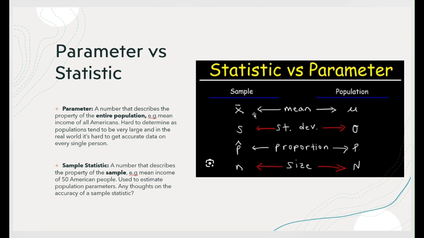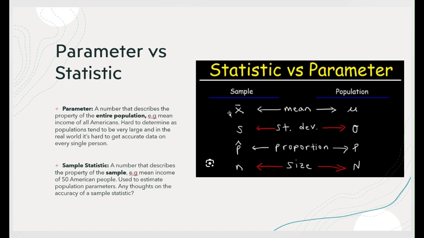And similarly, if we were to take a random sample of 10 people and we compute the mean of those people's heights, we get a sample mean, or a sample statistic. They're basically quantities that describe the property of something, but a parameter is a number that describes a property of the whole population, whereas a sample statistic applies to the sample. And similarly, a standard deviation could be a parameter, a proportion could be a parameter, size could be a parameter, right?